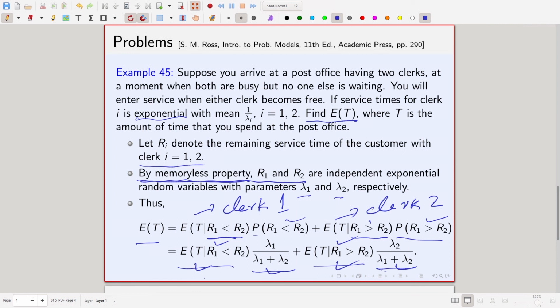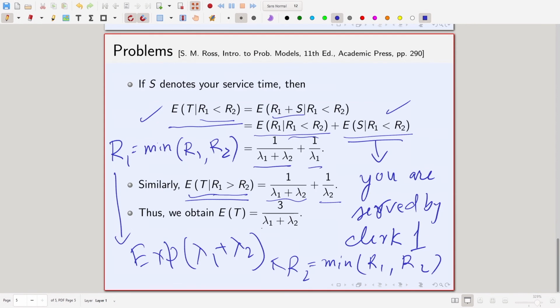Now if you plug in everything in this formula, expectation of T is equal to expectation of T given R1 less than R2 times lambda 1 over lambda 1 plus lambda 2, plus expectation of T given R1 strictly greater than R2 times lambda 2 over lambda 1 plus lambda 2. When you plug these in, you finally get that expectation of T is 3 over lambda 1 plus lambda 2.